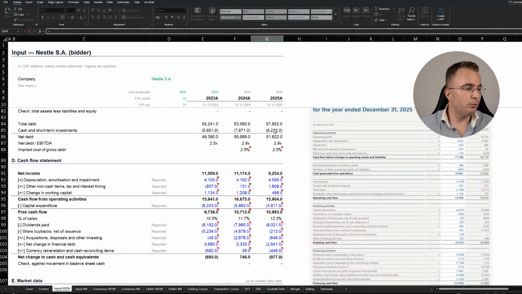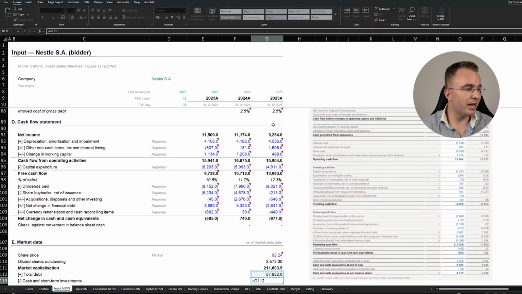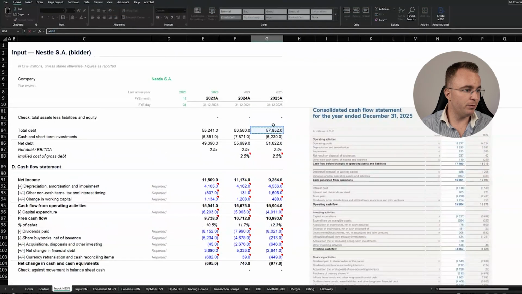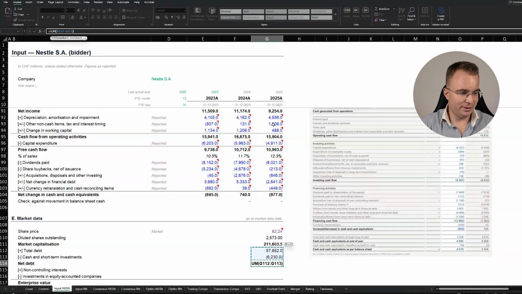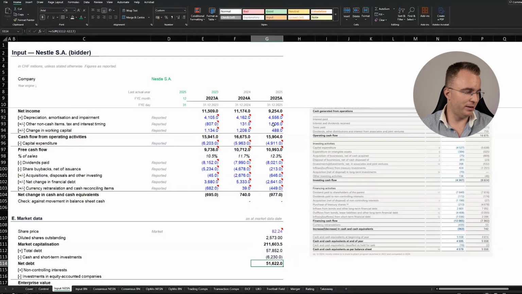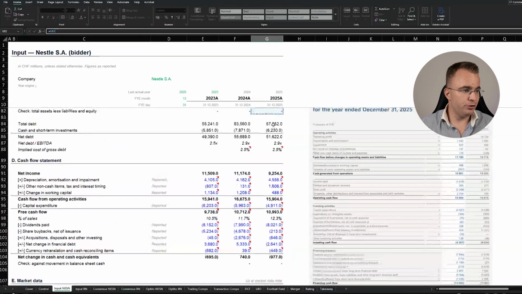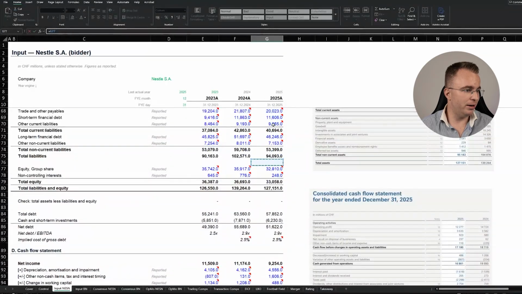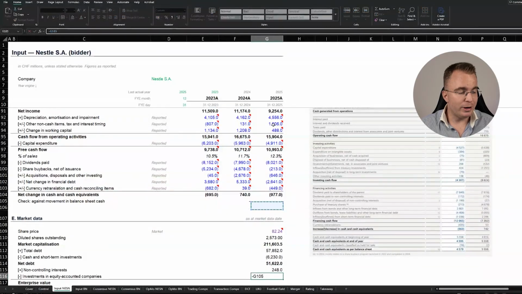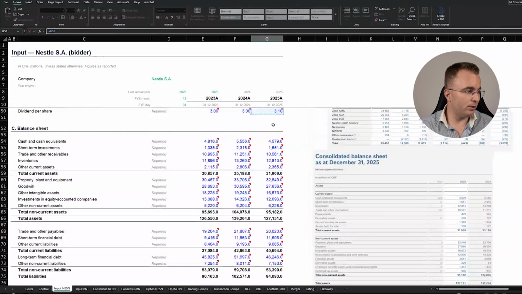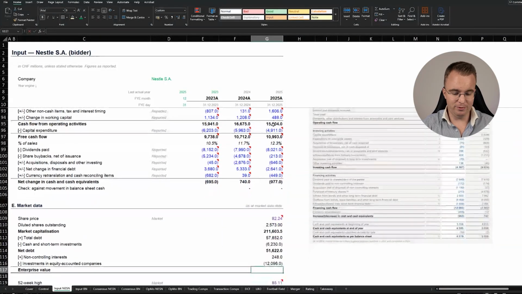The total debt we've computed up here. The cash and short-term investments we've already subtracted here. So we already have the net debt calculated as this minus that. We have non-controlling interest also already up here in the balance sheet under the equity items. And we subtract investments in equity accounted companies to get the enterprise value.